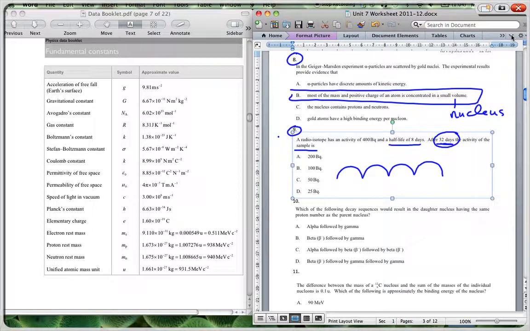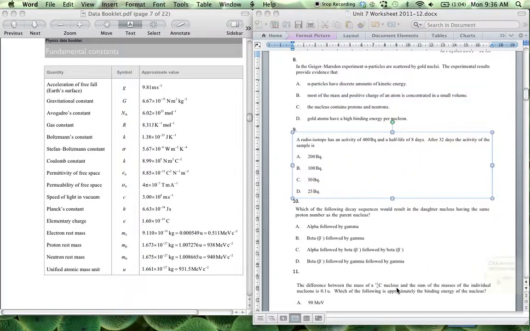Each time your activity is going to decrease by a half. It's going to halve. So we're starting off at 400. So after the first one, the first 8 days, you're going to be at 200. It's going to halve again to 100. Going to halve again to 50. It's going to halve again to 25. So there we have it here.